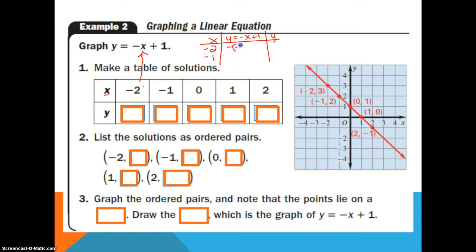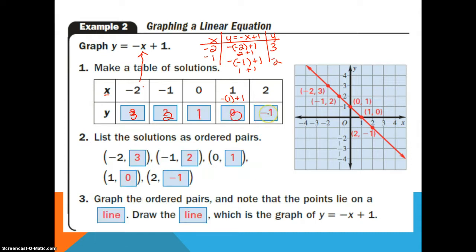You could put -(-2) plus 1. That's 2 plus 1, which is 3. Oops, apparently it all comes down. So you can see that I leave myself some workspace to substitute in the number. So this is 1. You can start to see a pattern. So this is -1 plus 1, 0, and so on.